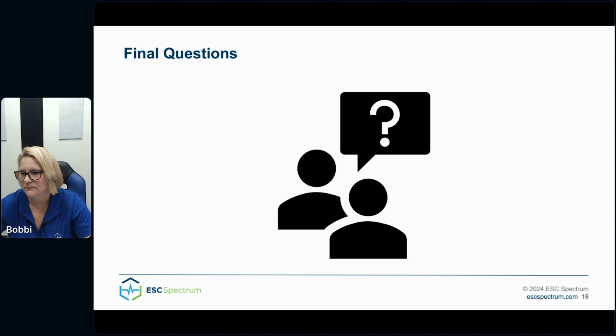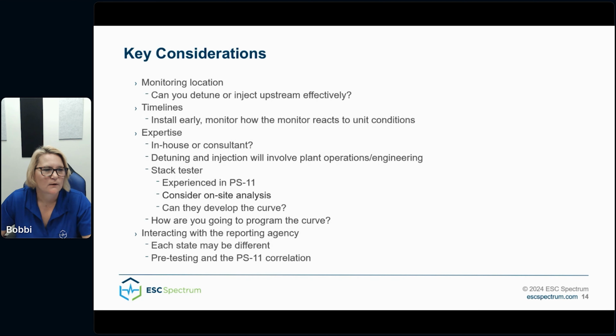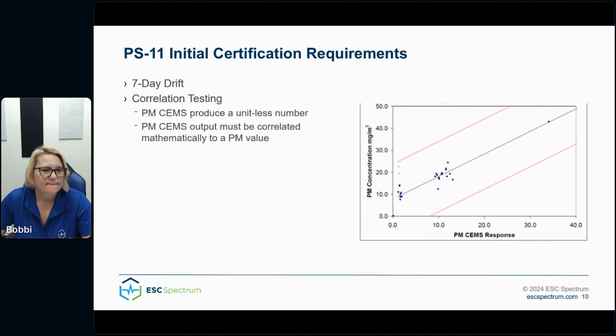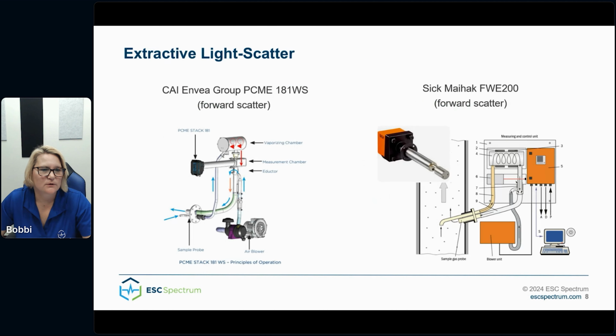Here is another question from John Shimshock. Do you have any suggestions for operating a PM CEMS in a wet FGD stack to avoid probe plugging issues? Yeah, so that actually is where I'll go back a couple slides here. So you'll notice that in these modules, for each of the probes, the PCME, they recommend like a 6 degree slope, SICK recommends a 15. And the reason for that is to allow drainage back into the stack without plugging.